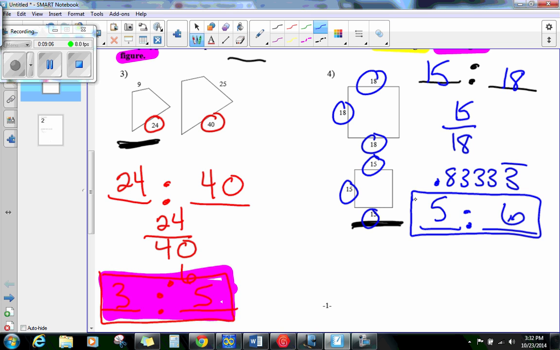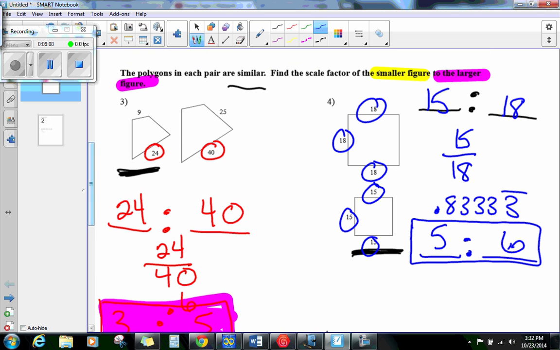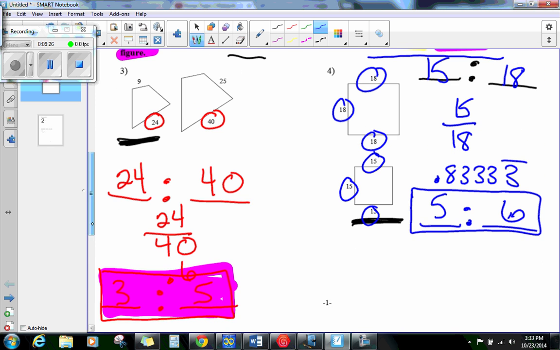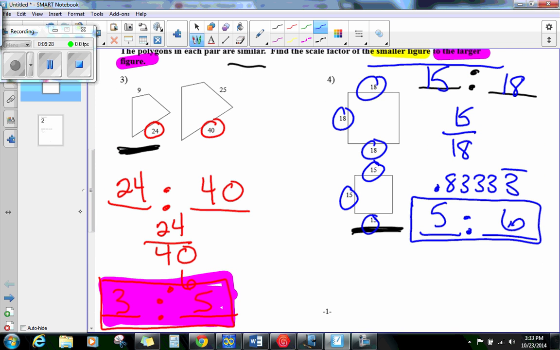Quite simple. Again, scale factor. Read the directions. If it says larger to smaller, then start with the larger one. However, these instructions say small to large. So take a number, find its corresponding side on the other shape, and just simplify that fraction. Okay? So that is our scale factor. Pause the video as needed if needed. Okay?